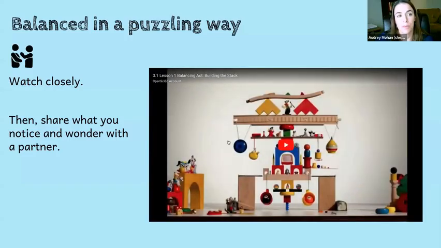So this is a sculpture that balances in a puzzling way. And this will be the first video that your students will see in the unit. I'm going to play the video through twice so that you can also notice some interesting things about the sculpture. The artist's name is Walter Wick. You may have seen his work in other school-aged publications. And this is an interesting sculpture he built. So as you watch this, notice and wonder about the sculpture.